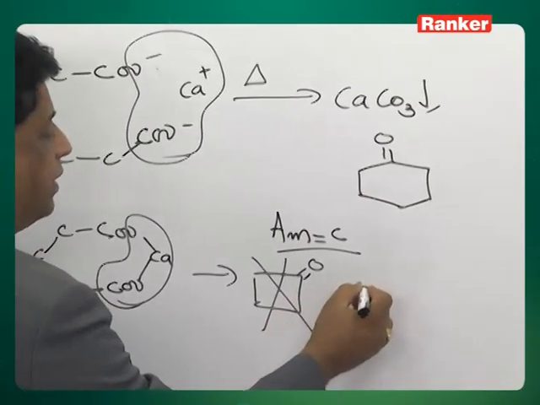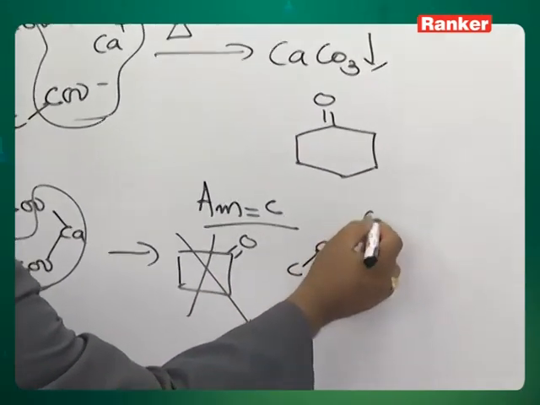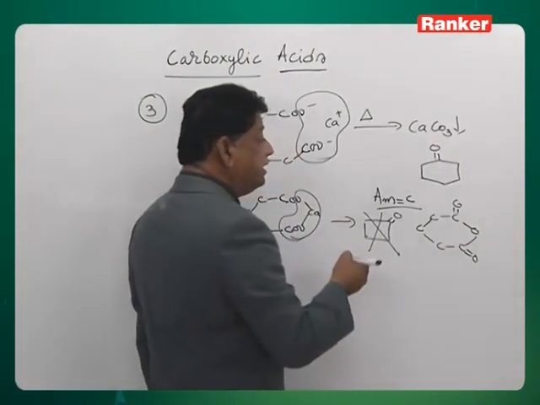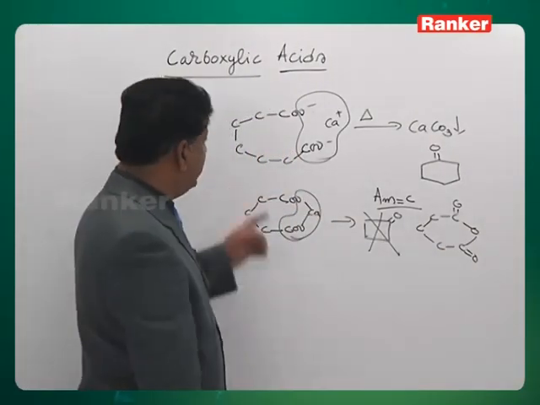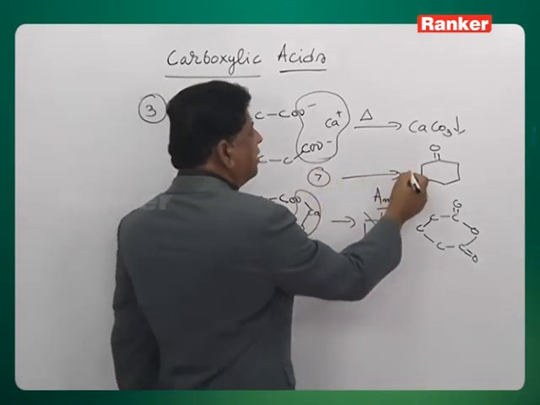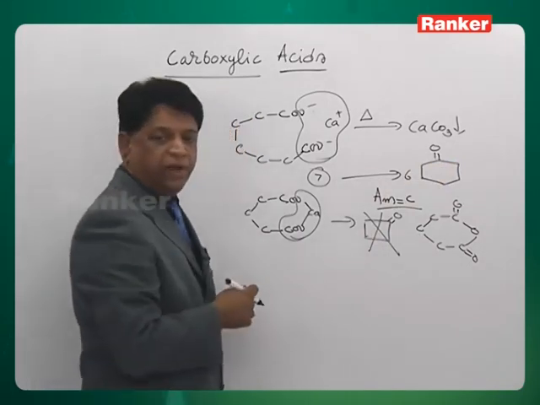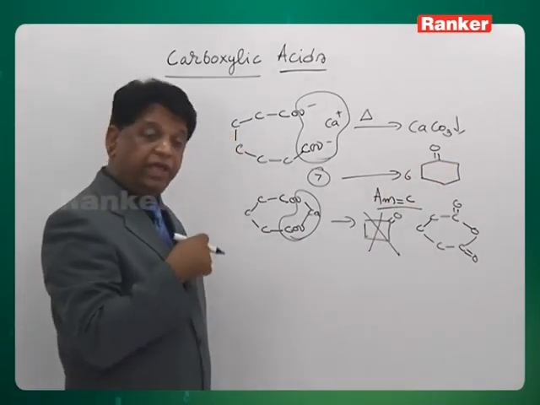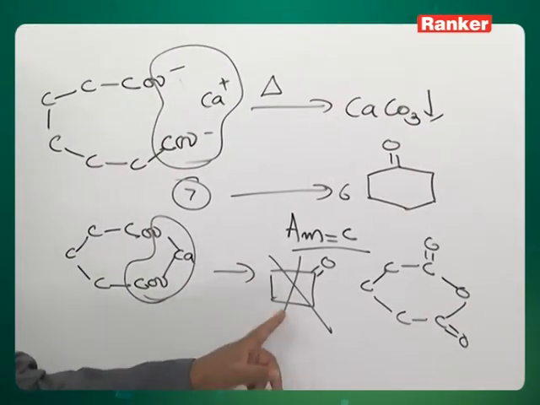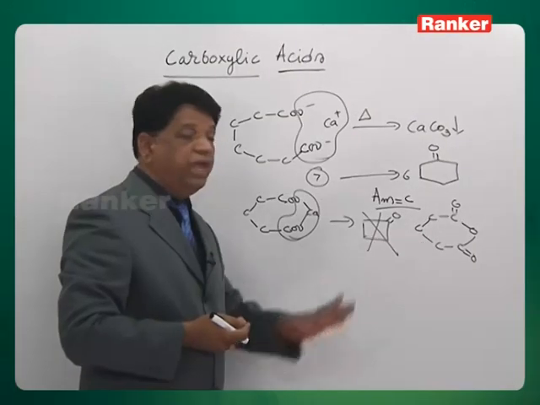Instead, the 5 carbon anhydride is formed. So in the case of 5 carbon, anhydride formation is the right answer in fact. But we have taken a 7 carbon one. So the 7 carbon one will give the 6 carbon ketone. The 6 carbon dioic acid will give the 5 carbon ketone. The 5 carbon calcium salt will not give the 4 carbon ketone because of instability, it gives the anhydride.